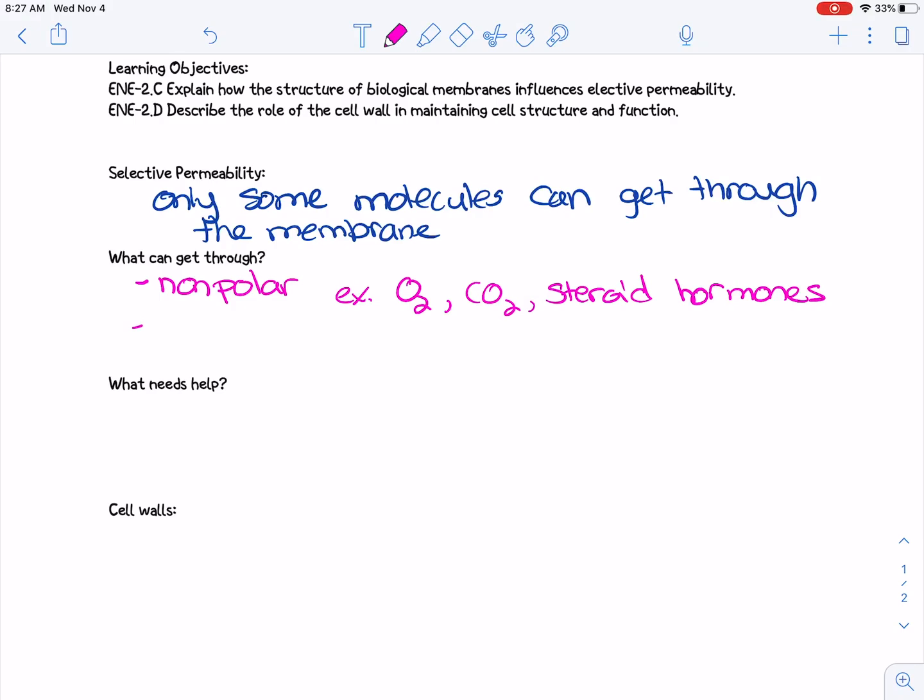The other thing that can cross is small polar molecules in small amounts. Most of it does have trouble getting through, but some of it can sneak through. An example of that is water, which can sneak through in small amounts, but we usually need more of that. So we'll talk about how we're going to get help with that.